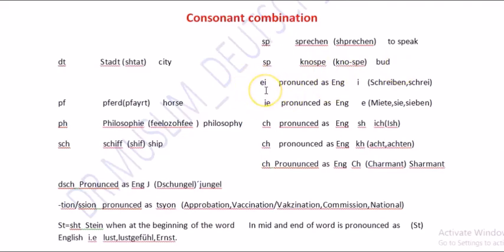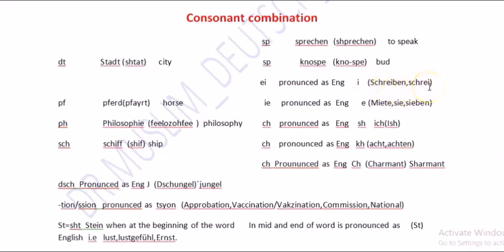And the next one is important, because most of the students make a mistake with it and do not get used to these two, so be careful with that. When ei comes, we pronounce it as I in English. For example, we say schreiben. It is pronounced like I in English. So schreiben means to write. Schrei means cry.